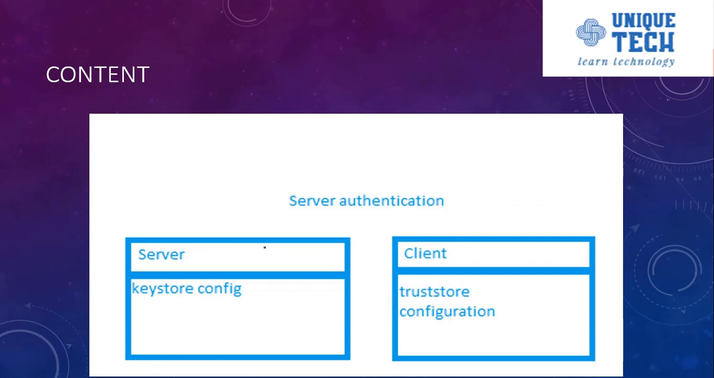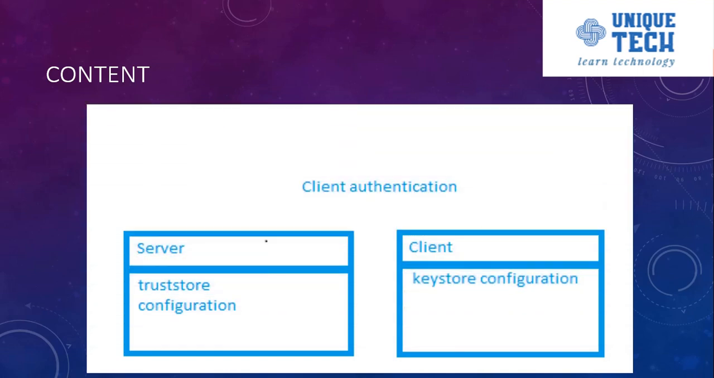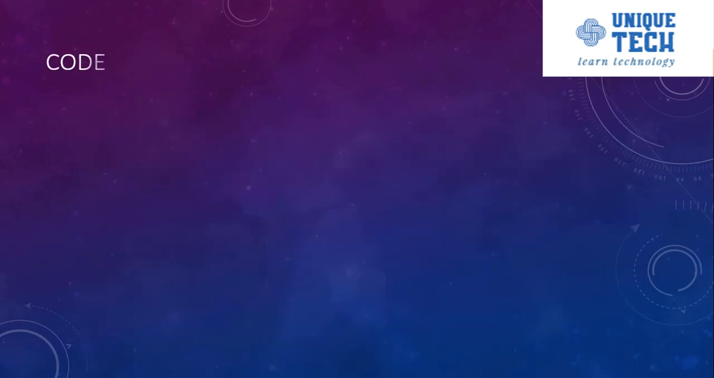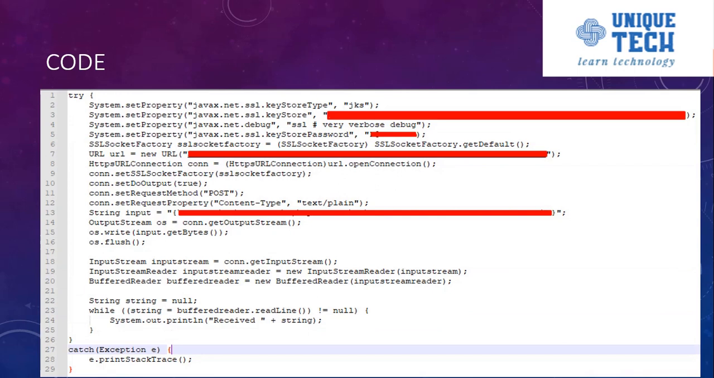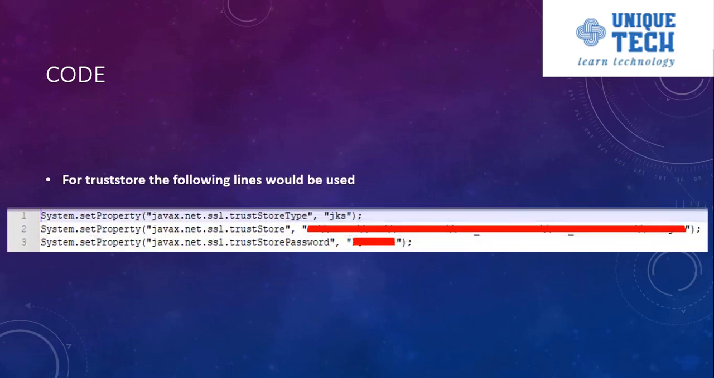Look at the server authentication case. And now the client authentication case. This is the basic Java code that we can use for the Keystore configuration. And here we have the code difference for configuring Truststore.